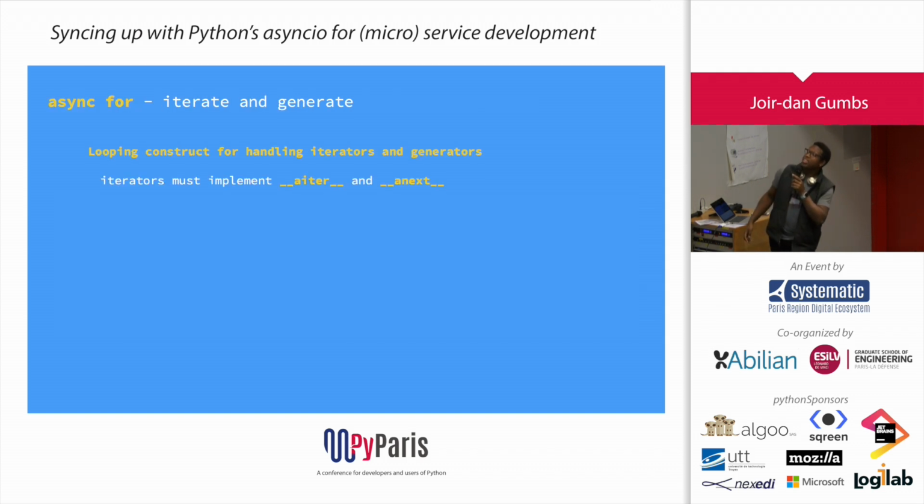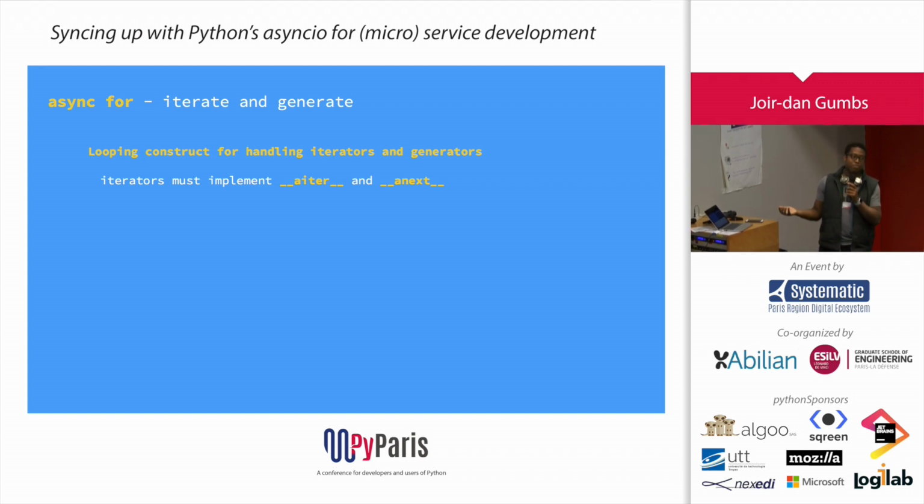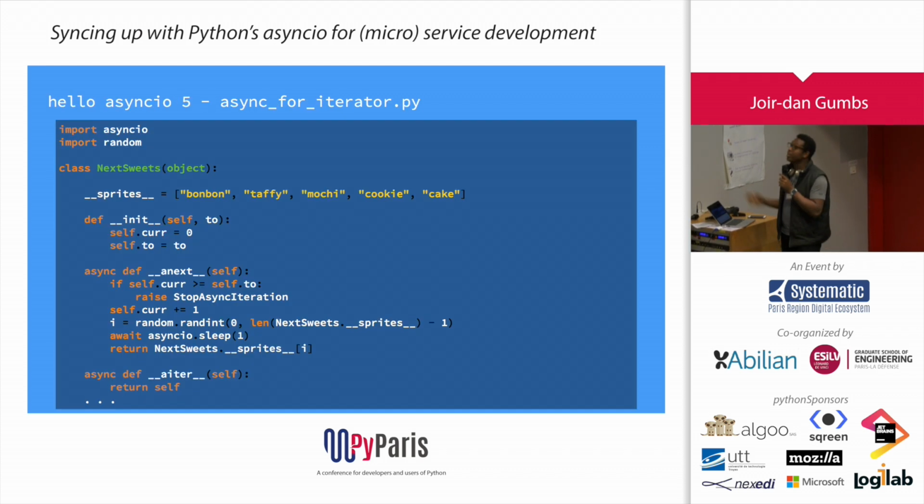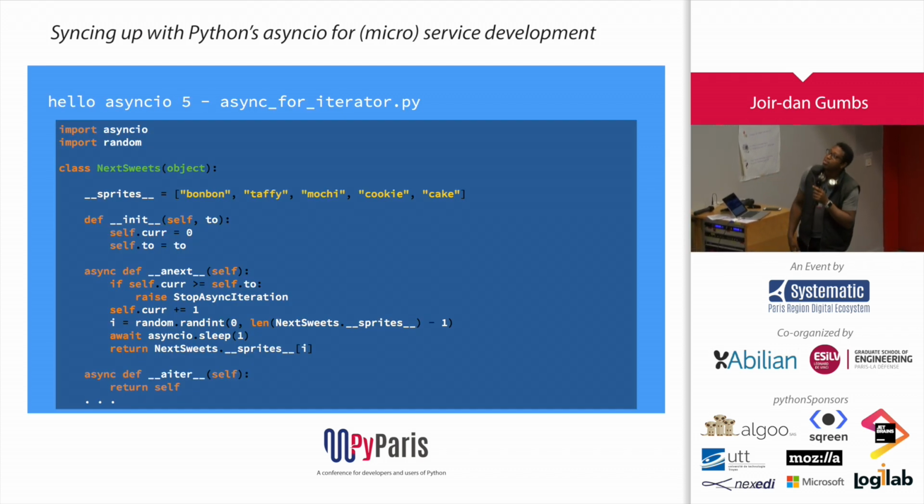And then we have async for. So this is for iterate and generate. All it is is a looping construct for handling iterators and generators. And if you want an iterator, iterators must implement an iter and a next. Very similar to if you're writing a standard iterator, you have to implement iter and next, right? So here I've got another simple example, next suites.